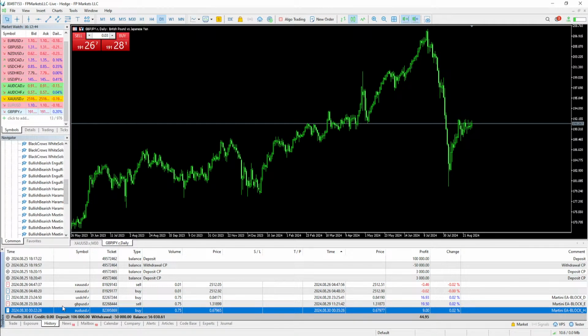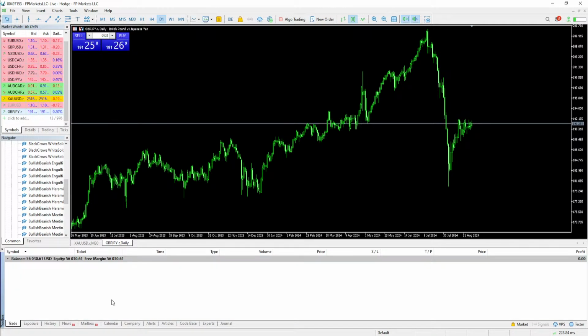Then these were the few trades taken by my expert advisor, which is Martini EA, and I have been posting the same results on all my channels. So yeah, let's see how and where we can actually take this account. I'm sure that I'm going to double this account very soon. So yeah, I'm just waiting for a nice setup to take a trade.